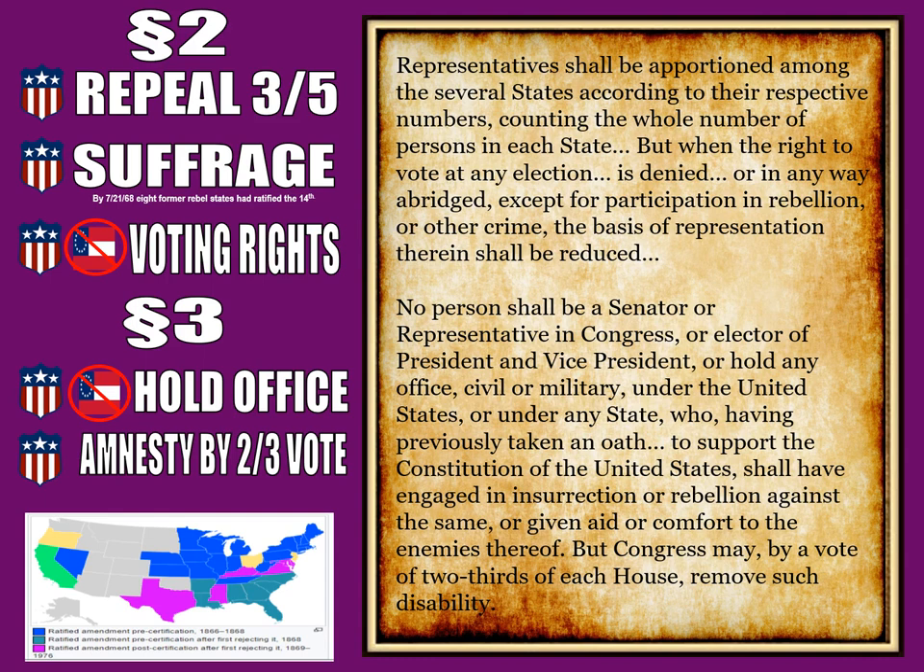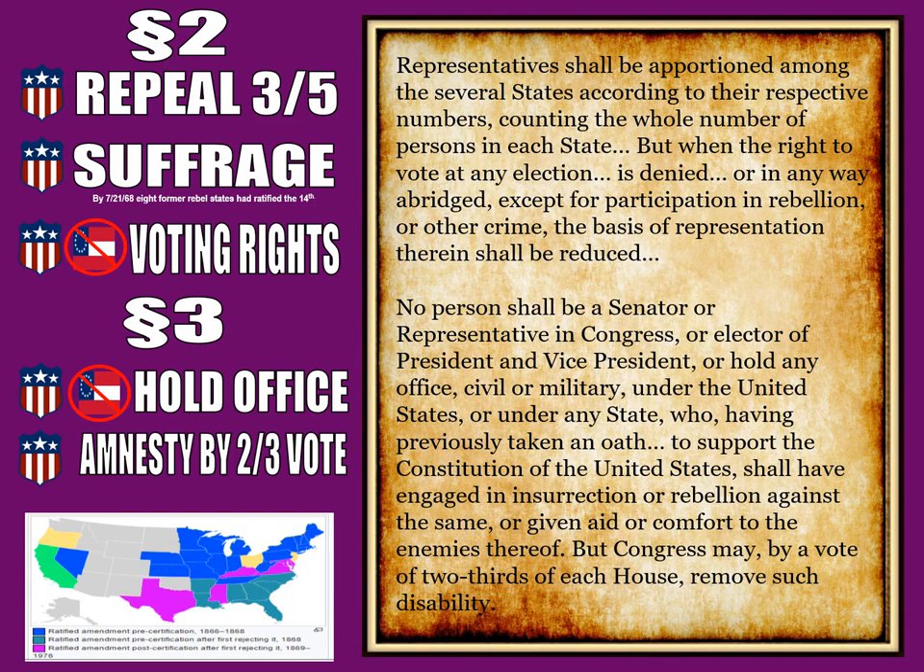Section 3, no person shall be a senator or representative in Congress or elector of president and vice president or hold any office, civil or military, under the United States or any other state who, having previously taken an oath to support the Constitution of the United States, shall have engaged in insurrection or rebellion against the same or given aid and comfort to enemies thereof. That means you can't hold office if you were once part of the Confederacy. Okay? But Congress can change this by a 2/3 vote.